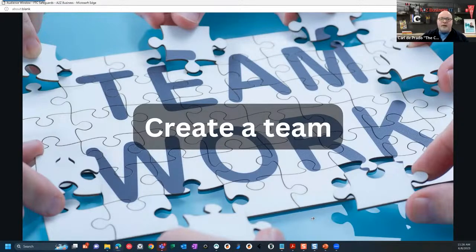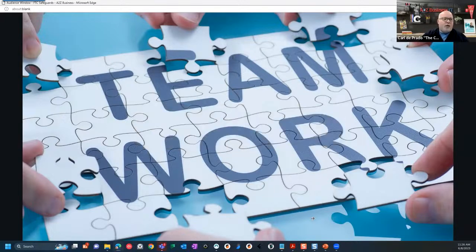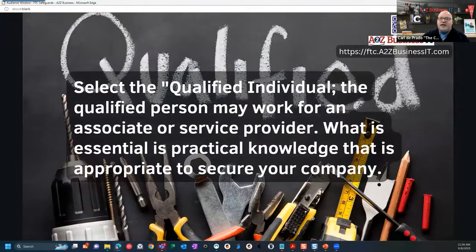Anytime you add layers of security to a system, what you're looking for is what's going to work best for all parties, so that it basically serves the business. What's going to reduce your risk while being effective for your business. And so inside of that team, you're going to want to select a qualified individual, or use an outside service provider like ourselves. What's essential is that they have particular knowledge on how to secure your company.